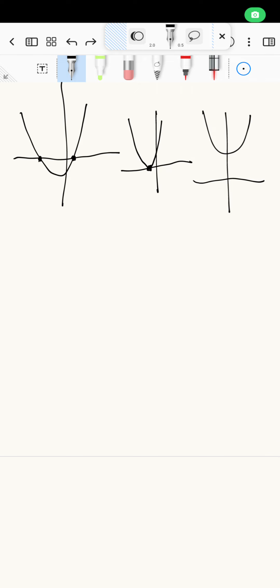So when we are determining the nature of roots, we want to know what kind of x-intercepts we are going to have. Are we going to have x-intercepts that look like this? Are we going to have an x-intercept that looks like this? Are we going to have no x-intercepts?